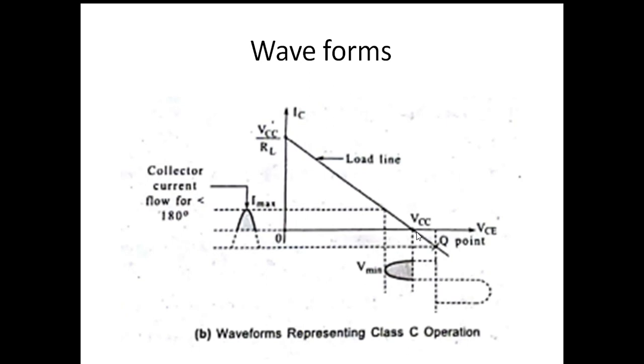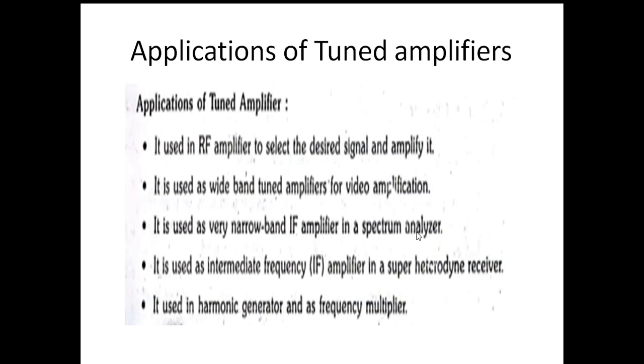Okay, if you reduce the period of conduction, the efficiency is greatly increased, inversely proportional. With this, we can conclude the types of tuned amplifier circuits. Next, the class C tuned amplifier circuit.